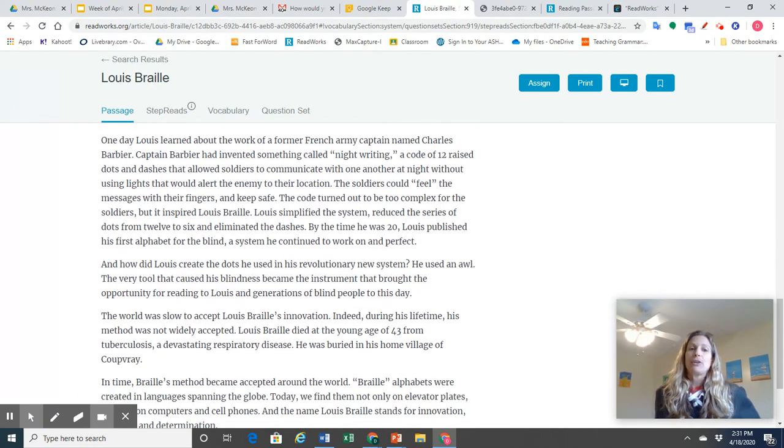One day, Louis learned about the work of a former French army captain named Charles Barbier. Captain Barbier had invented something called night writing, a code of 12 raised dots and dashes that allowed soldiers to communicate with one another at night without using lights that would alert the enemy to their location. The soldiers could feel the messages with their fingers and keep safe. The code turned out to be too complex for the soldiers, but it inspired Louis Braille.